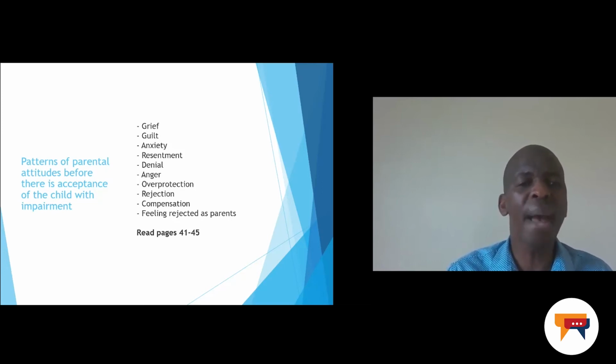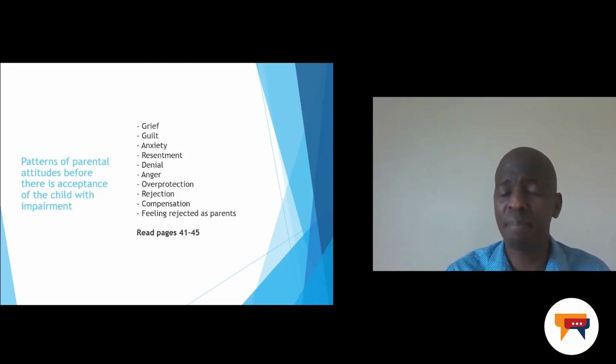They've got different patterns, the emotional patterns that they go through before they can even accept that their child has got an impairment. And as a teacher, you must be able to see that when you have a conversation, for instance, with the parent, that, okay, this parent does not want to accept. So it means they are still at a certain stage of trying to come to terms with what is happening with their child. They will go through grief.